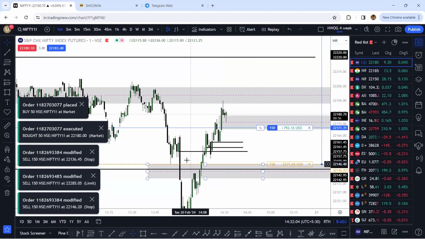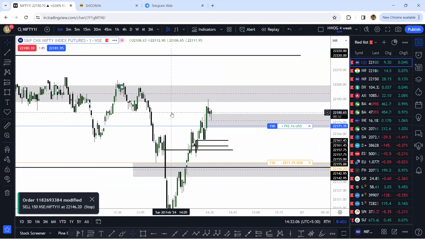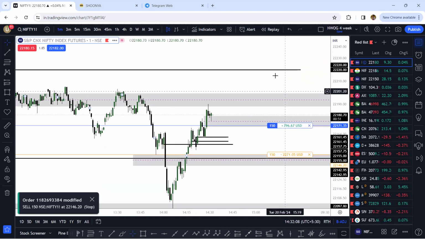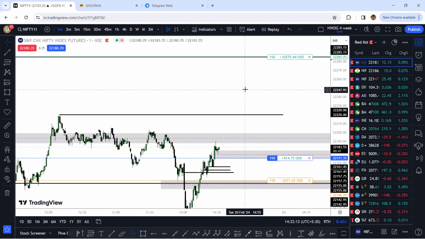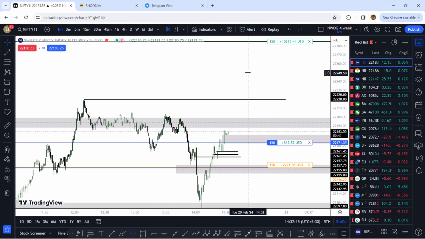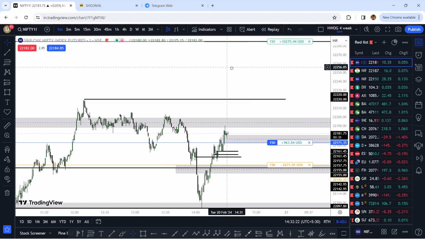And the inversion fair value gap. No reason for the price to drop down so hard and test that once again. So my risk increases by just 500, 600 more. But the profit potential, look at the profit potential. The increase in profit potential is very high.